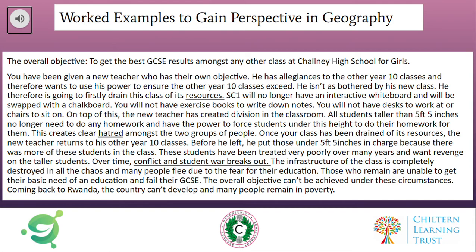Once your class has been drained of its resources, the new teacher returns to his other Year 10 classes. Before he left, he put those under 5'5" in charge because there were more of these students in the class. These students have been treated very poorly over many years and want revenge on the taller students. Over time, conflict and student war broke out. The infrastructure of the class is completely destroyed, and in all the chaos, many people wanted to flee. Those who did remain were unable to get the basic need of education and failed their GCSE. The overall objective was not achieved.